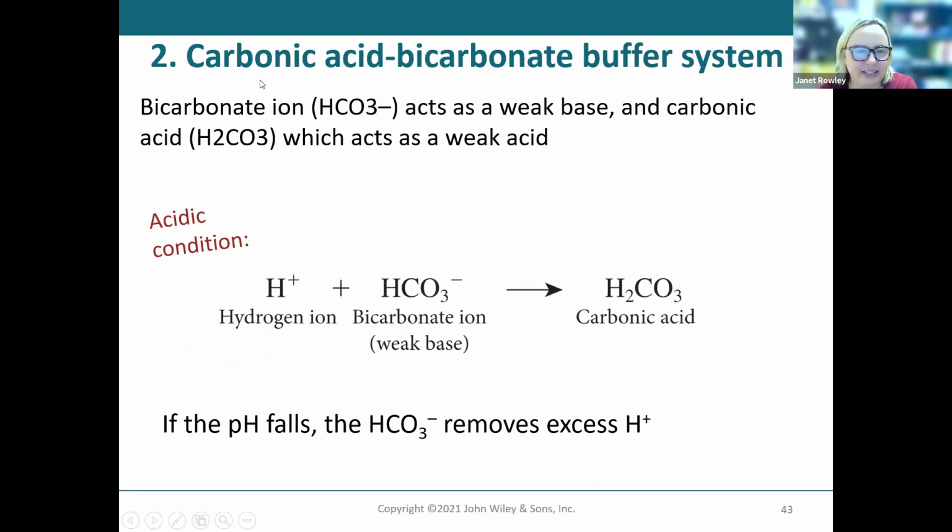The second buffer system is the carbonic acid bicarbonate buffer system. So bicarbonate ion, HCO3-, acts as a weak base, and carbonic acid, H2CO3, acts as a weak acid. In an acidic condition, we would have excess H+, but we have HCO3- hanging around. So it can combine with that H+ and take it out of solution, okay? And that's going to cause the pH to go back to normal. So if the pH falls, bicarbonate ion removes it, okay? It's going to take that out of solution and bring it back a little bit.